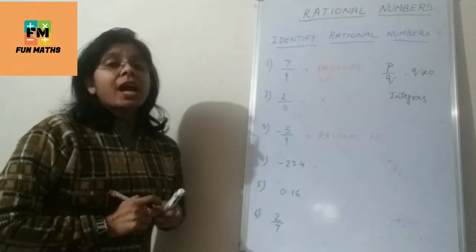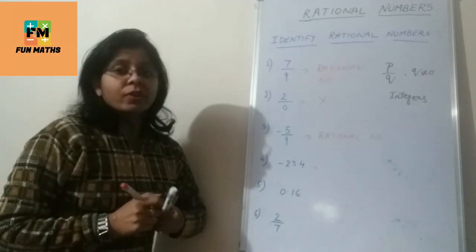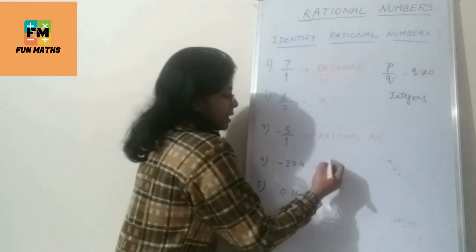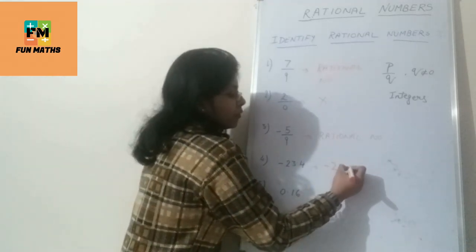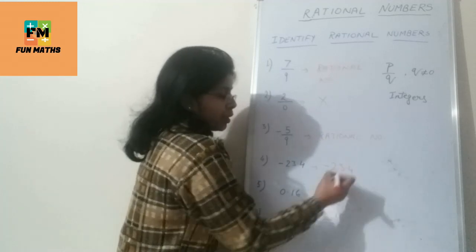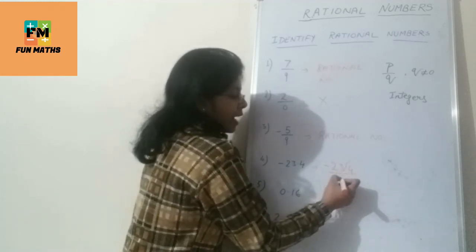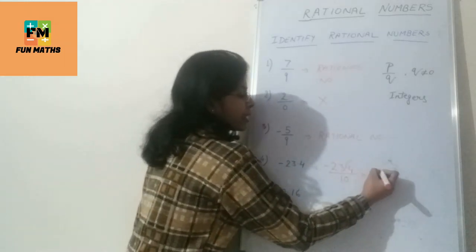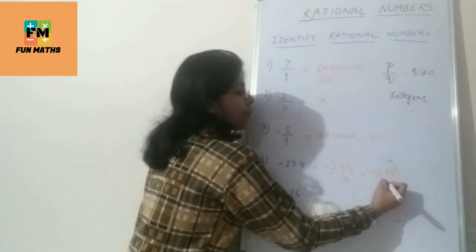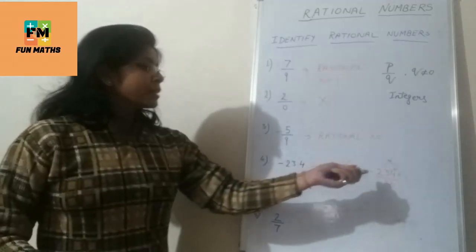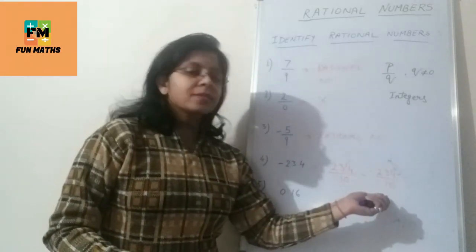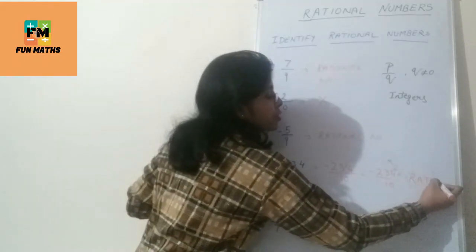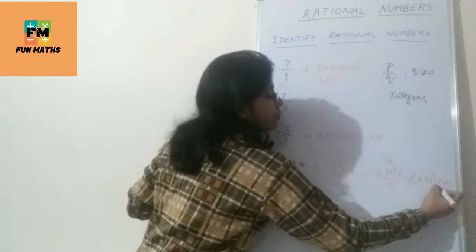Now let's check the next one. Next we have a decimal number. Can we write this decimal in the form of p upon q? Yes. If we remove this decimal in minus 23.4, we have 10 in the denominator, right? So basically this number will become minus 234 upon 10. Now if you see, minus 234 is an integer, 10 is also an integer. So yes, we can call this a rational number, right?